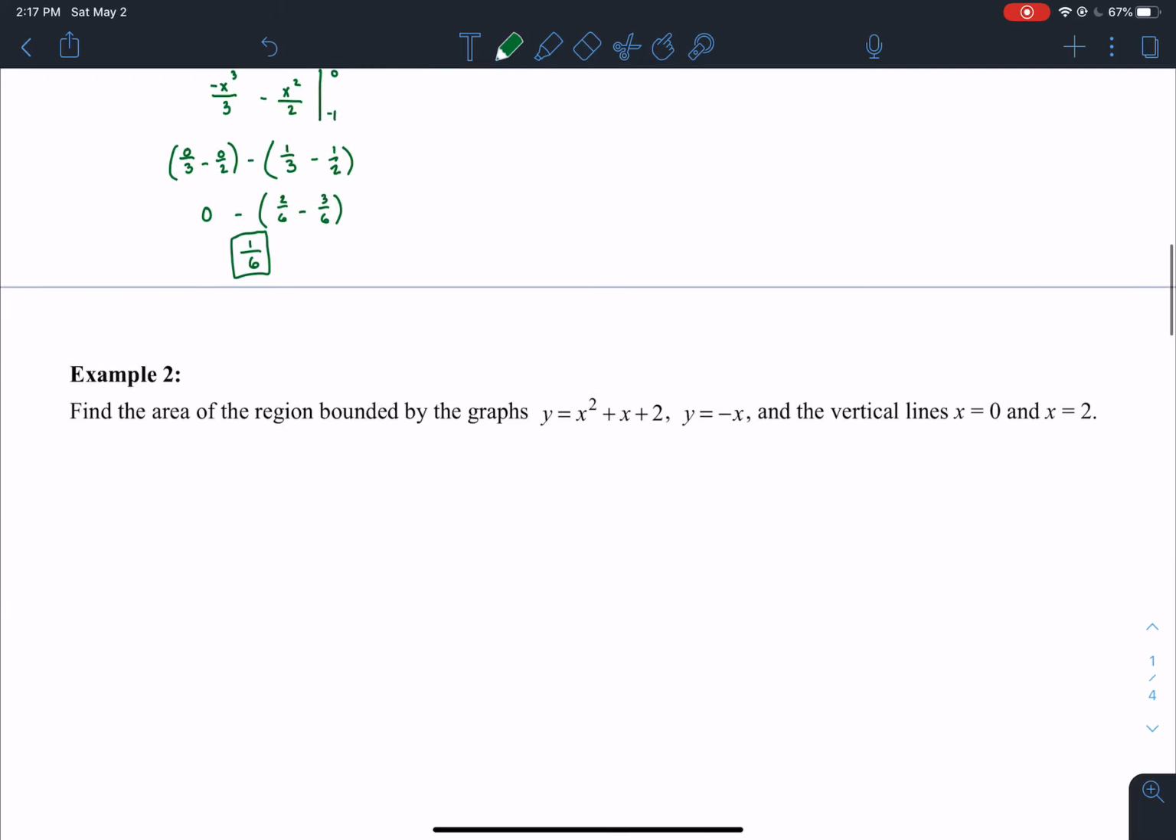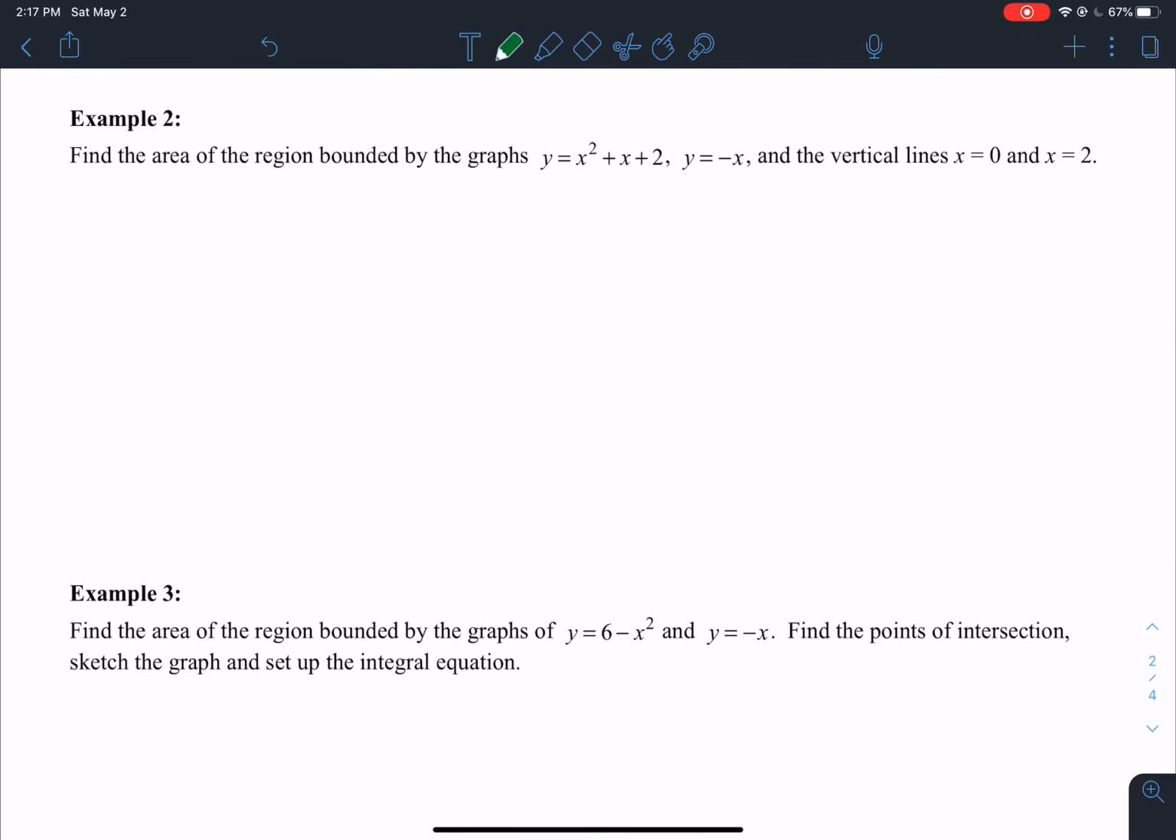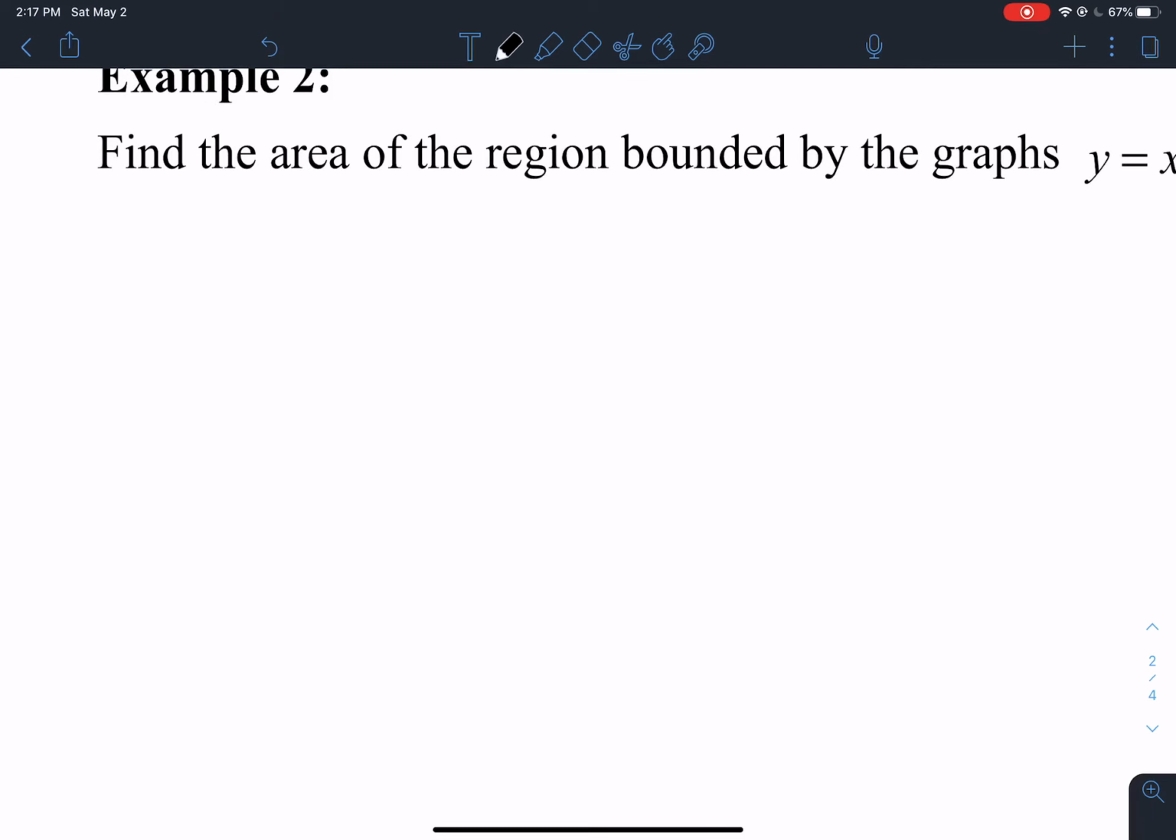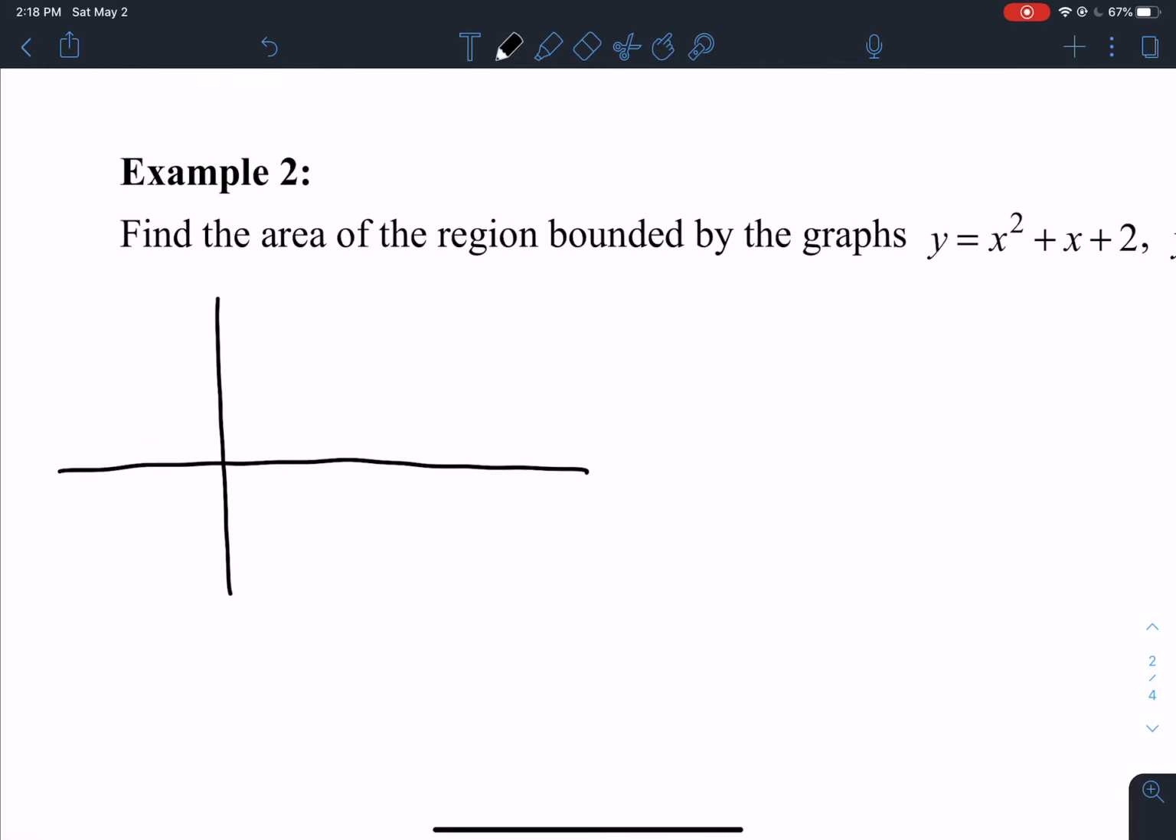Okay, and then looking at the second one, it says figure out the area between x squared plus x plus 2, and then -x, and the vertical lines 0 and 2. So again, I kind of want to draw this out. Now I don't know exactly what x squared plus x plus 2 looks like. I just know it's a positive quadratic, so it's going to open up, and the y-intercept is going to be 2. So it's probably going to look something kind of like that.